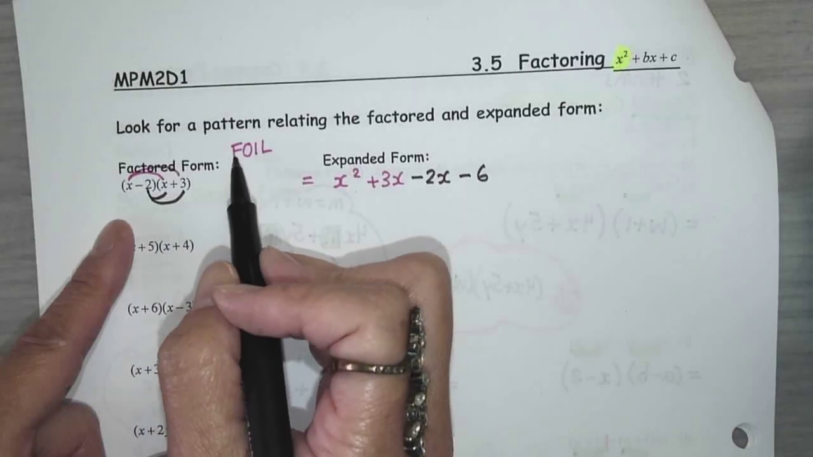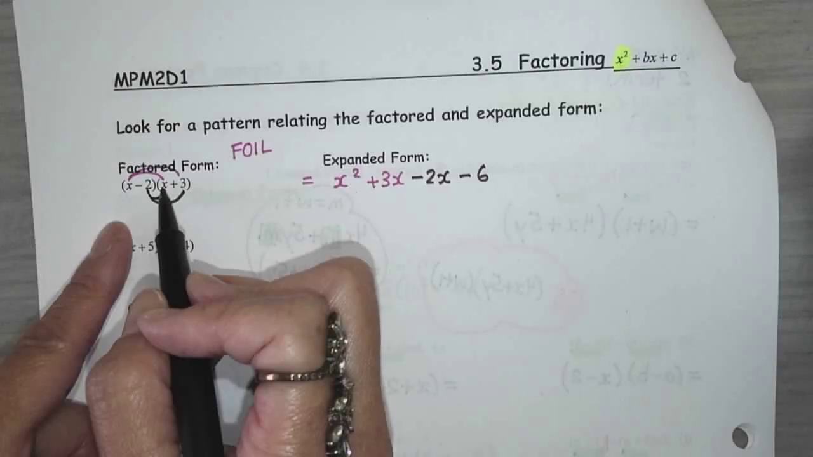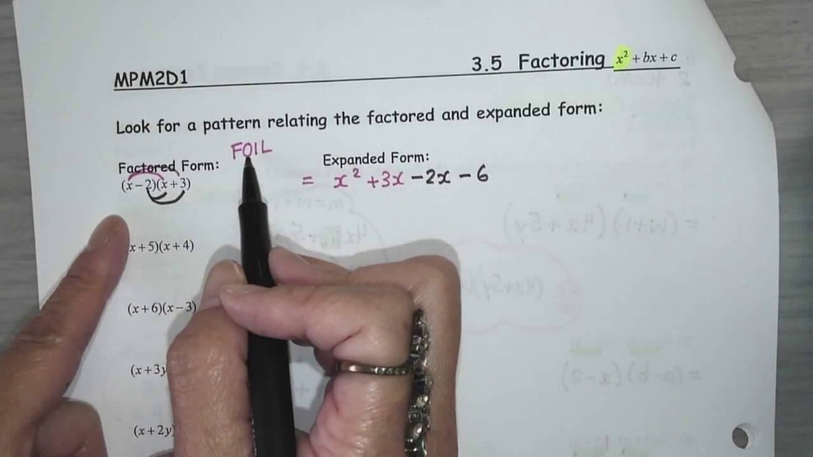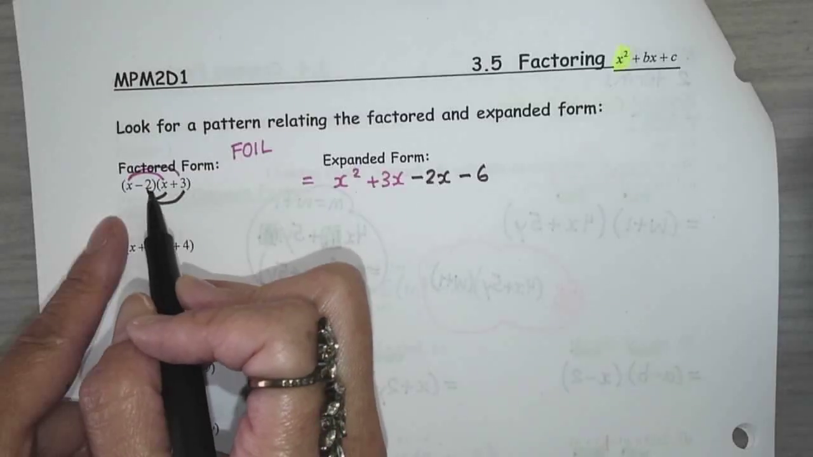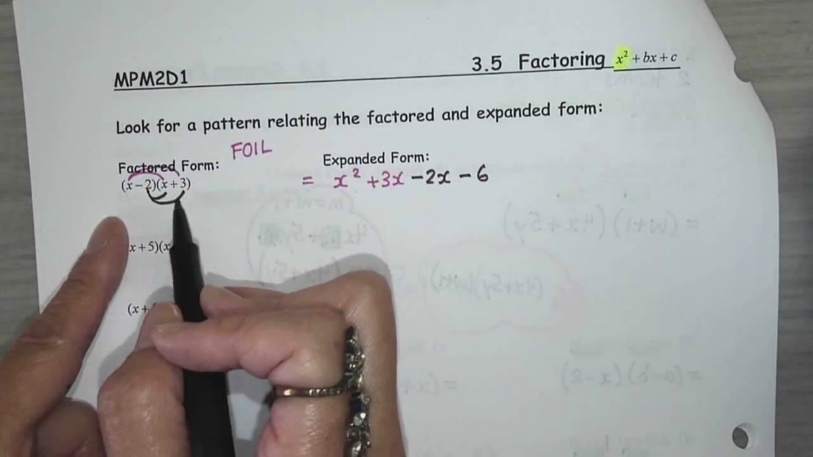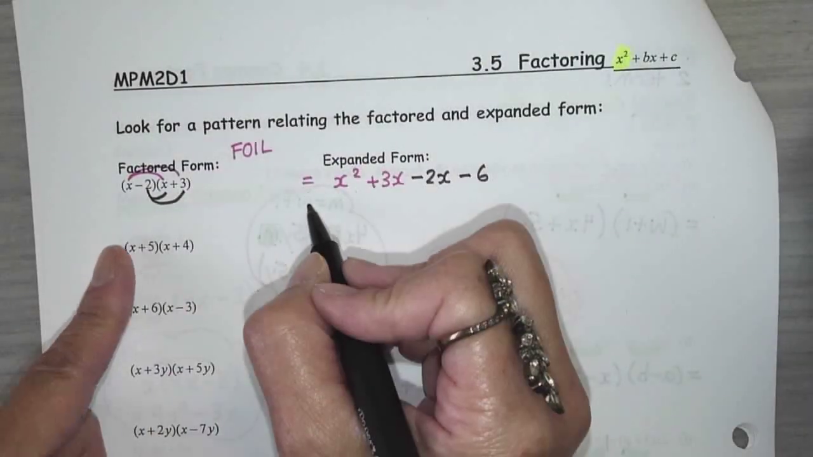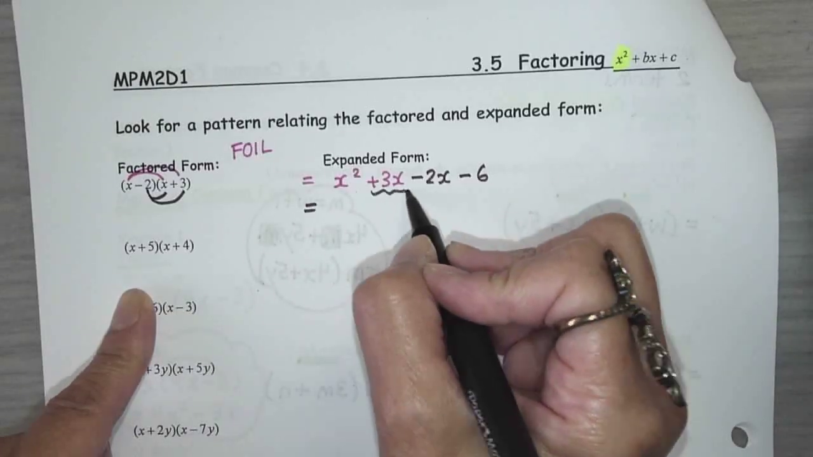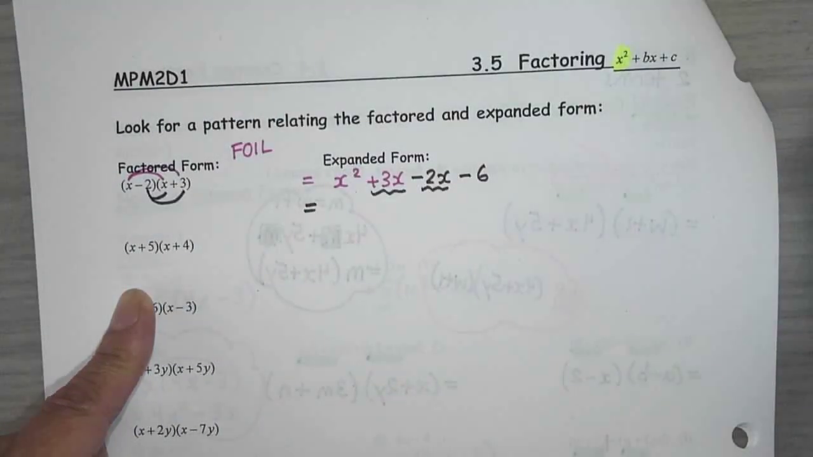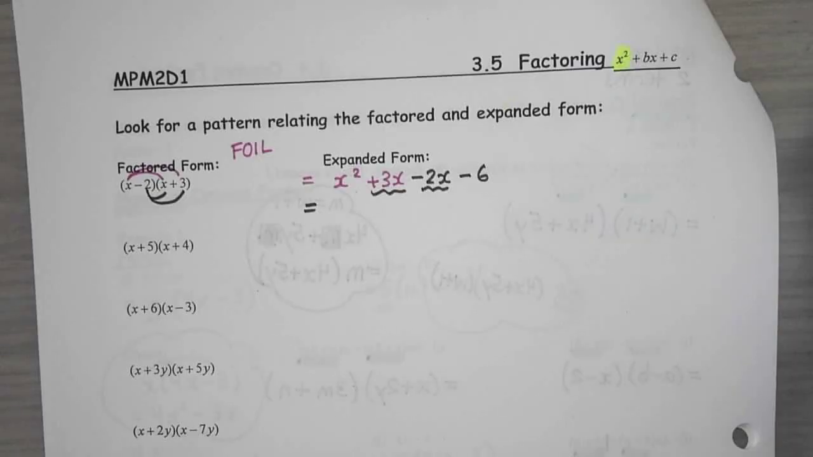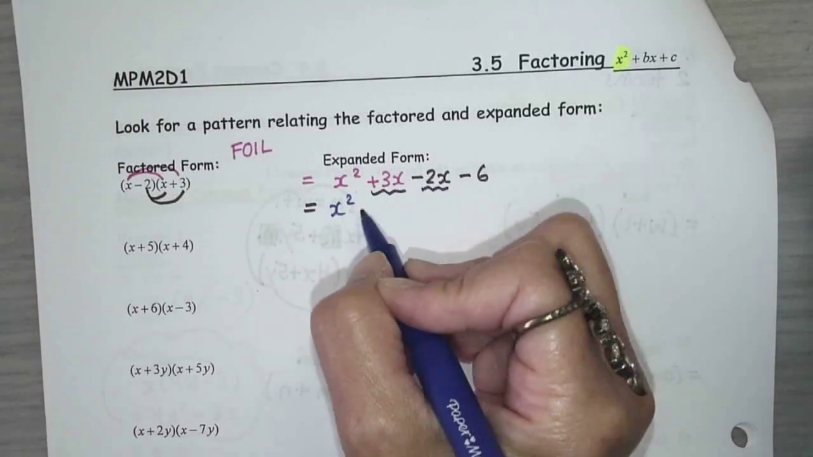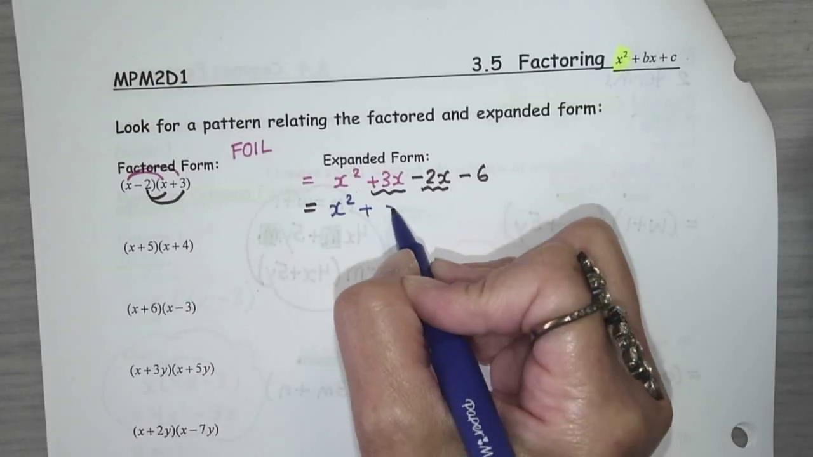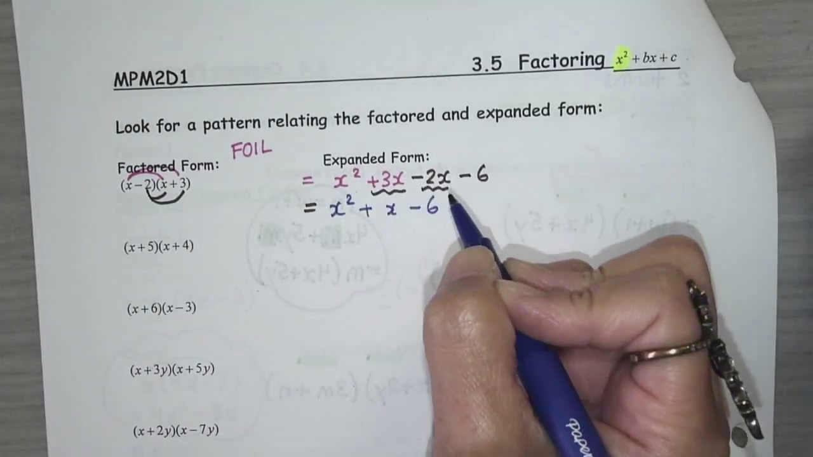So this is called F for first, first times first. The O stands for outside, the two outside. I stands for the two inside, and L stands for last, the two last ones. A lot of people use the word FOIL for that. And then you collect up the like terms and go, okay, well, this would be the same thing as x squared, positive 3x minus 2x gets me 1x, invisible 1x, minus 6.